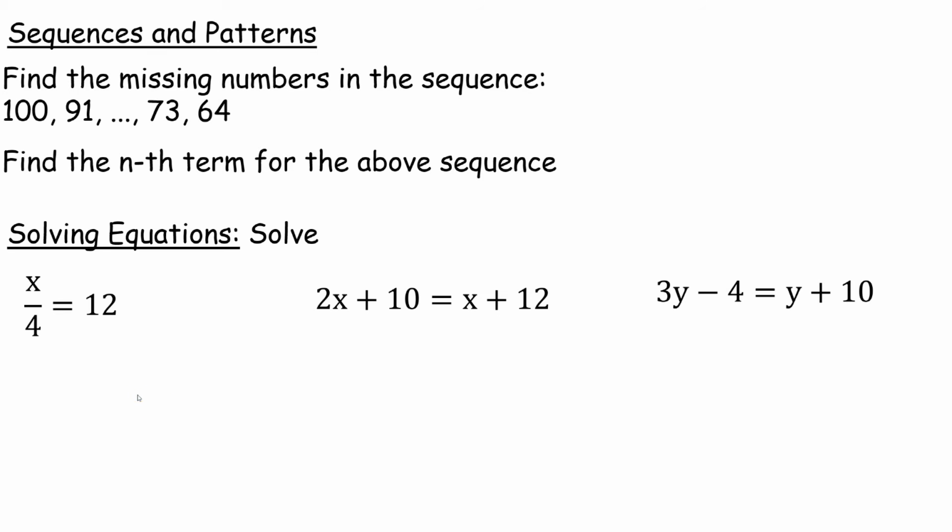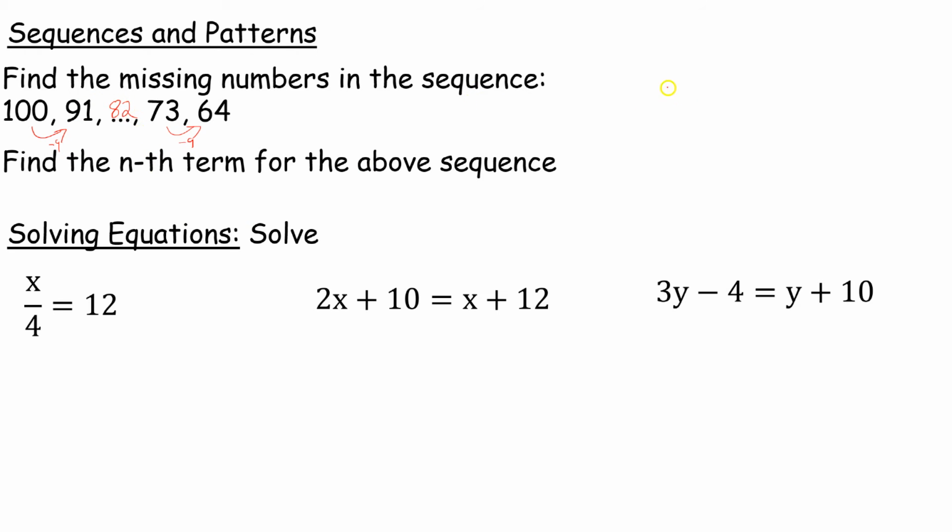We're now going to look at some sequences and patterns very briefly. To find the missing number in this sequence, well, I should notice that I'm simply subtracting 9 every time. So the missing number is going to be 91 take away 9, which is 82.